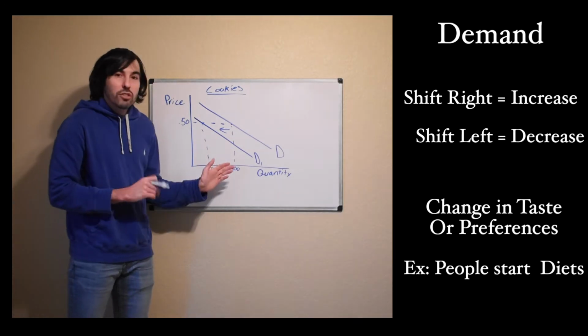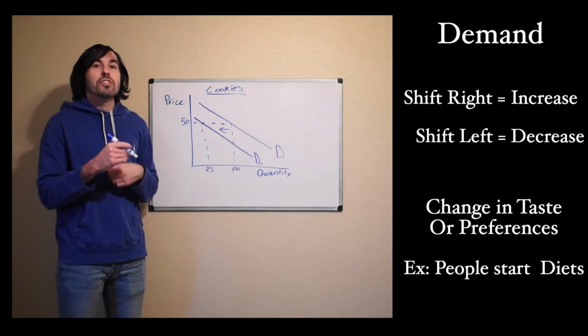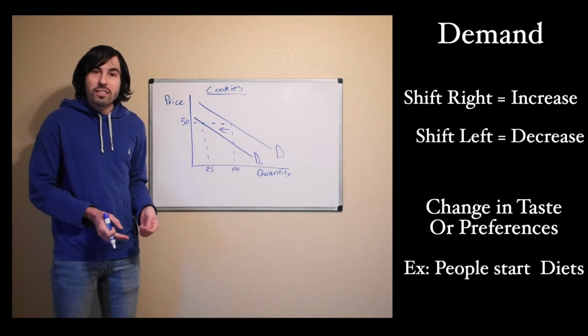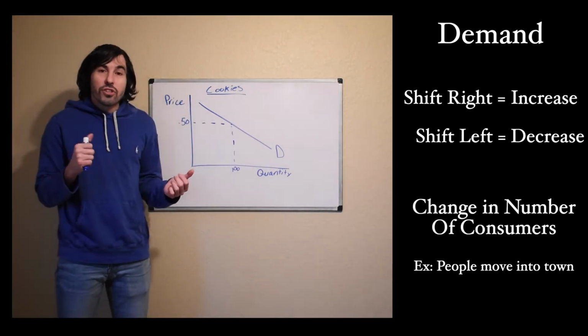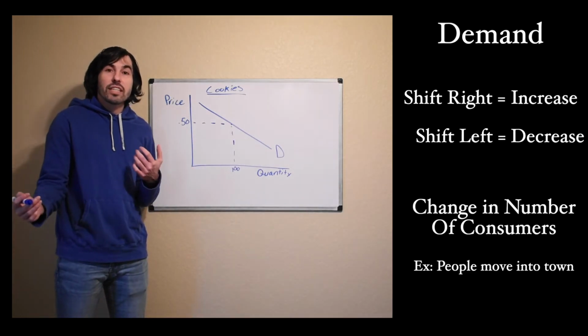Obviously, the opposite can be true too. The curve could shift out to the right. If people decide that diets are over and we don't care anymore, time to eat cookies, we could see an increase in that.